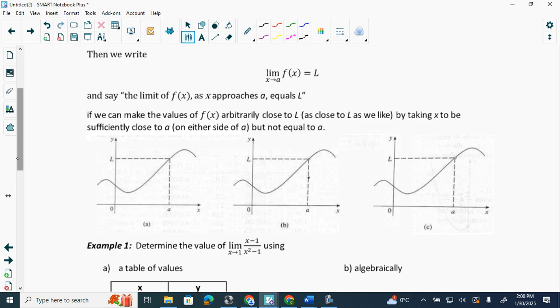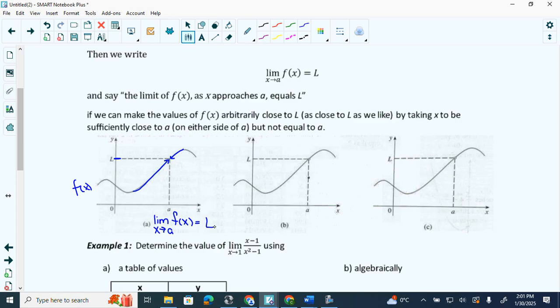So for example, this graph. I'm getting closer and closer to a, correct? And when that happens, I get closer and closer to a y value of L. Yes? That's from the left. From the right, I'm also approaching L. We agree? So I can say that the limit as x approaches a, labeling this graph as f of x, of f of x equals L, because from the left and the right, they're both approaching L.